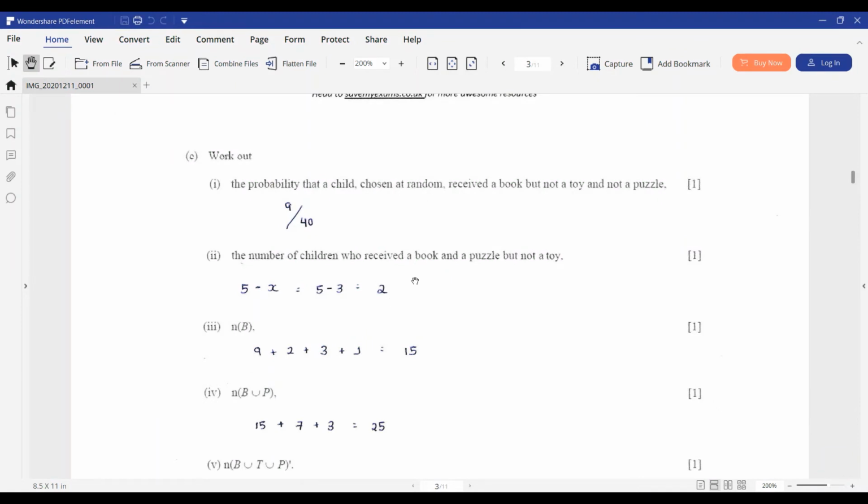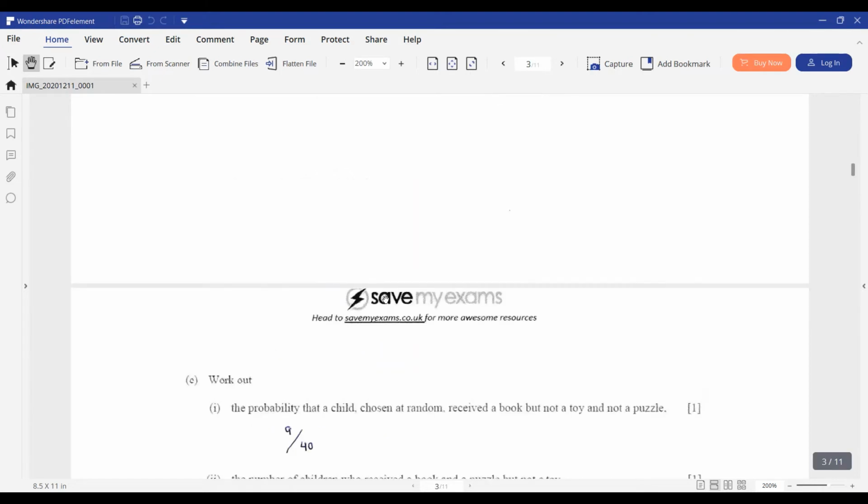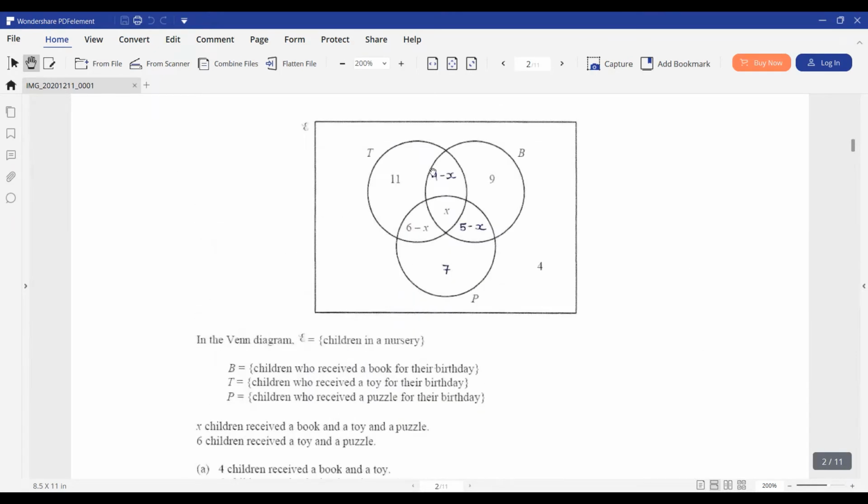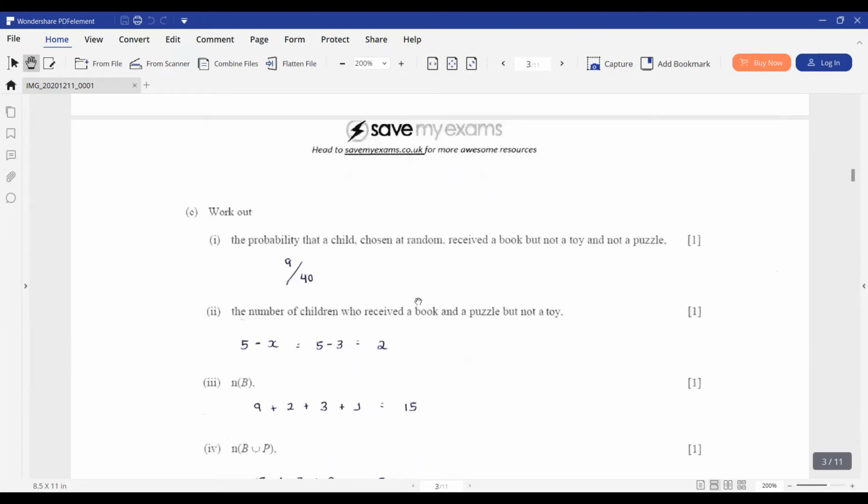Find the number of elements in B. We need to go back to the Venn diagram and look at the circle B. So I need to add whatever is in the circle together. So 9 plus 4 minus x, so 4 minus 3, so 9 plus 1 plus 3 plus 2. 9 plus 1 is 10. 10 plus 3 plus 2 is 13 plus 2, and 13 plus 2 is 15. And 15 is your answer.